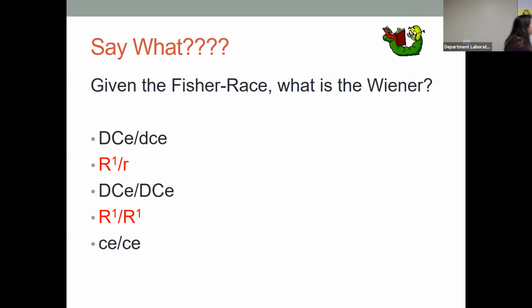What about the next one? Notice that the little d is absent on both alleles. So we just have little c and little e. What do you guys think? Little r.